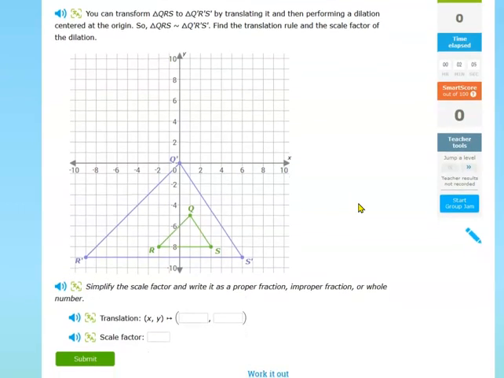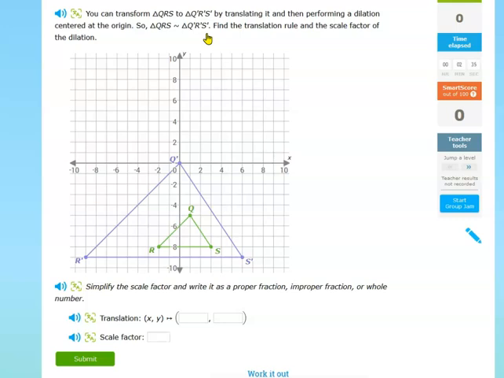It says you can transform triangle QRS to triangle Q prime, R prime, S prime by translating it and then performing a dilation centered at the origin. So triangle QRS is similar to triangle Q prime, R prime, S prime. That's one of our definitions of similarity, if one is a transformation of the other. Find the translation rule and the scale factor of the dilation.